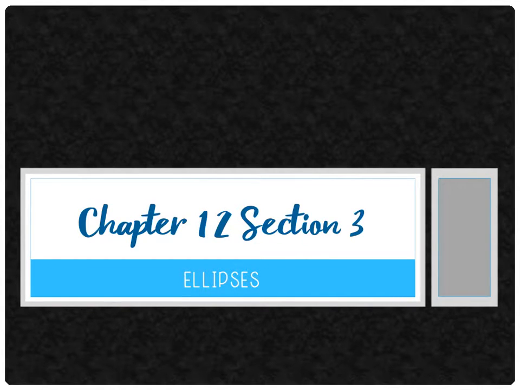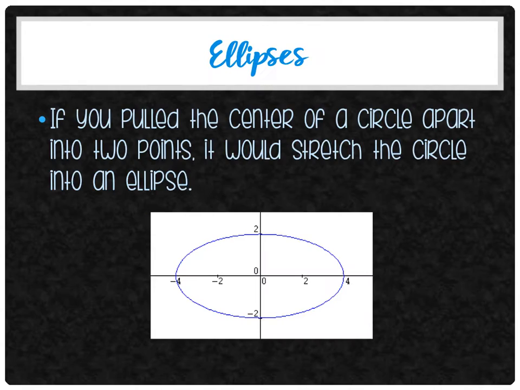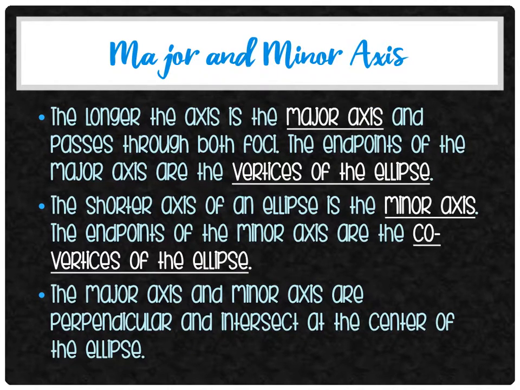All right, so we know what ellipses are because we got introduced to them in 12.1. They were like elongated circles, right? Like ovals, okay? If you pulled the center of a circle apart into 2 points, it would stretch the circle into an ellipse. So while your circle is completely round, distance from the center to all the sides is the same, your ellipse is different. So it's either going to be wider than it is tall or taller than it is wide. The longer axis, so the one that is wider or taller, is called the major axis.